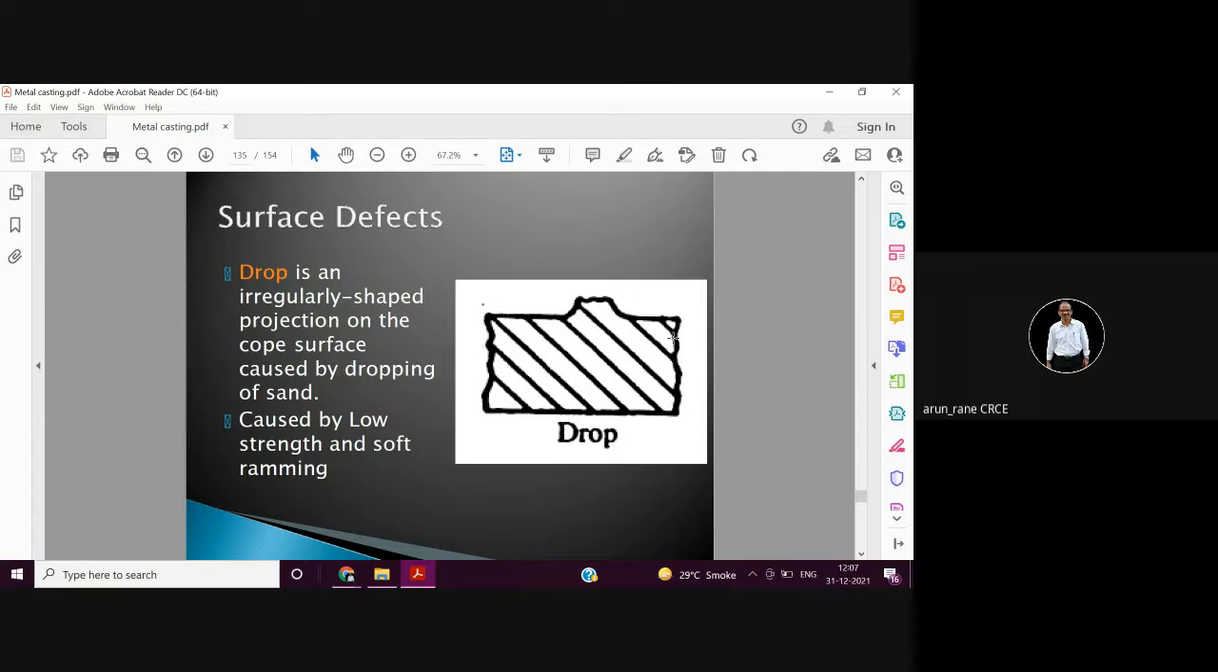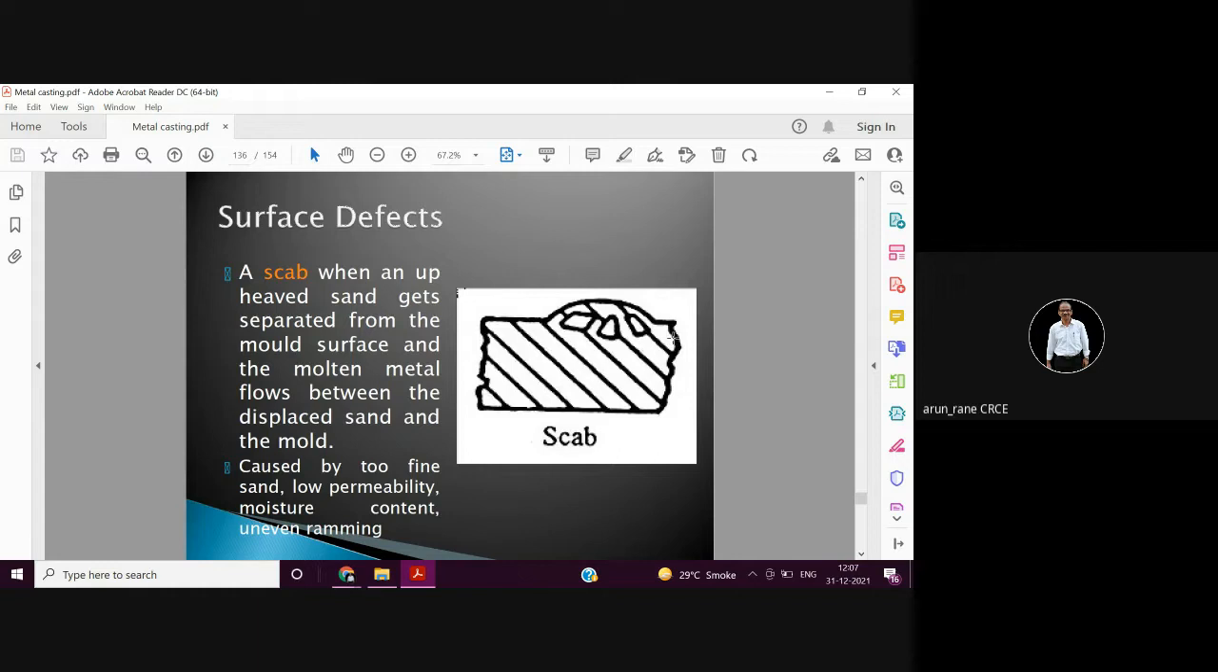If the ramming is not proper, you get this scab. This occurs when sand is एकदम fine, permeability is low, the gases are trapped.